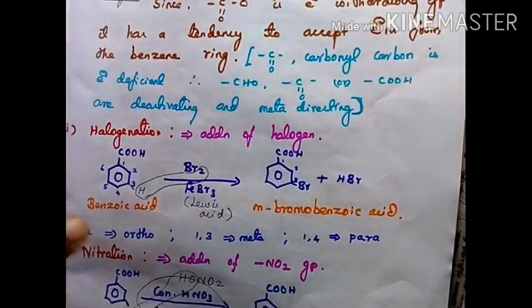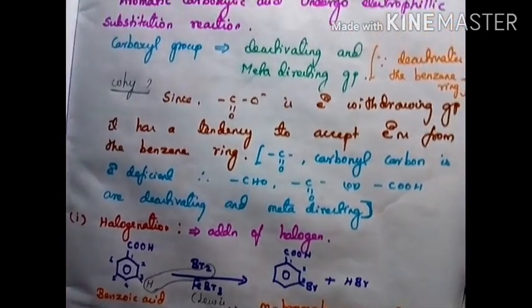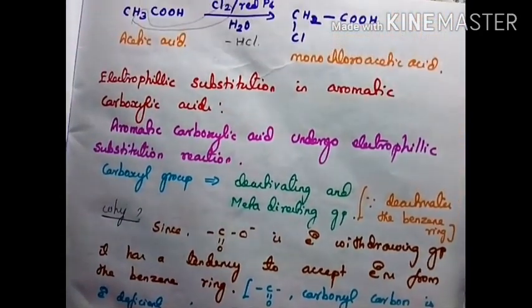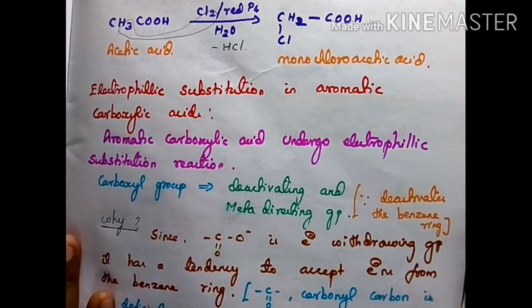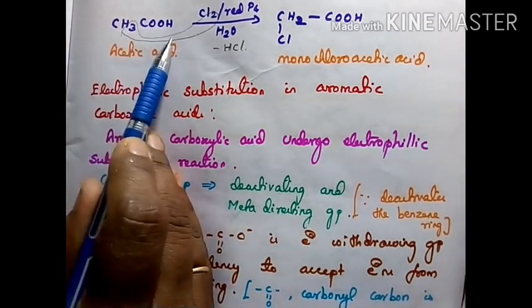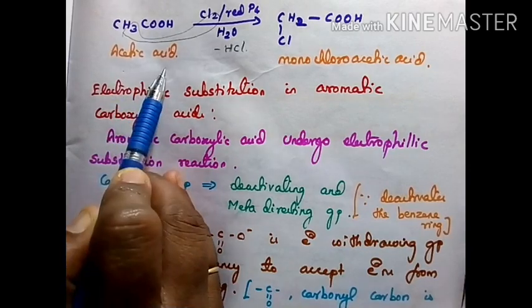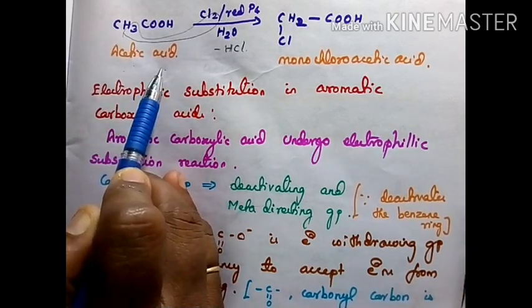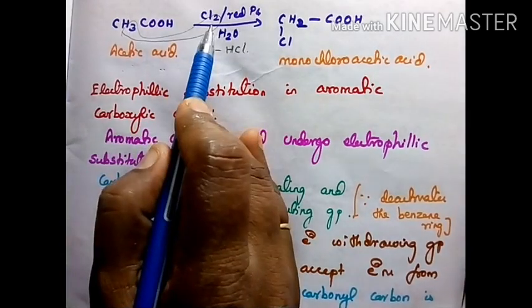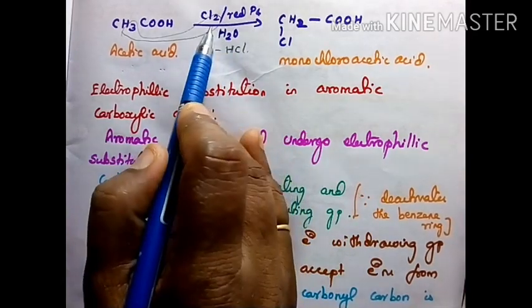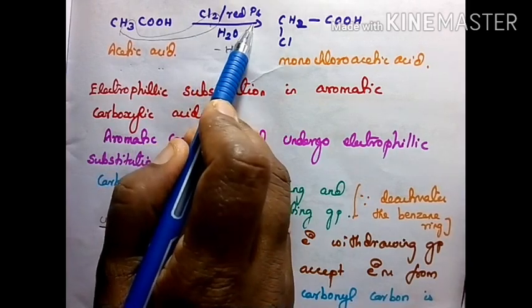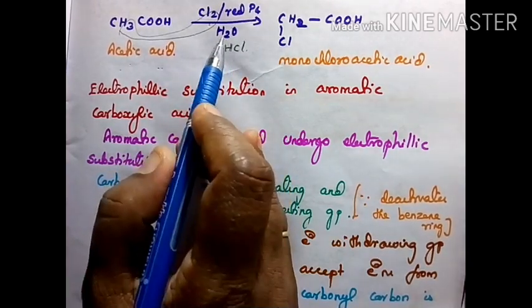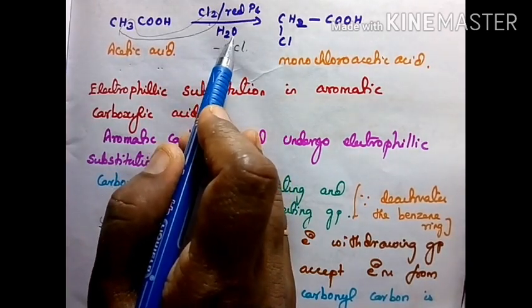And the next is how this reaction takes place. Here it is CH3COOH. What is the name of this one? Acetic acid. What is the reagent in HVZ? Halogen with red phosphorus. Here we are going to see chlorination, so chlorine with red phosphorus, aqueous, that is H2O.